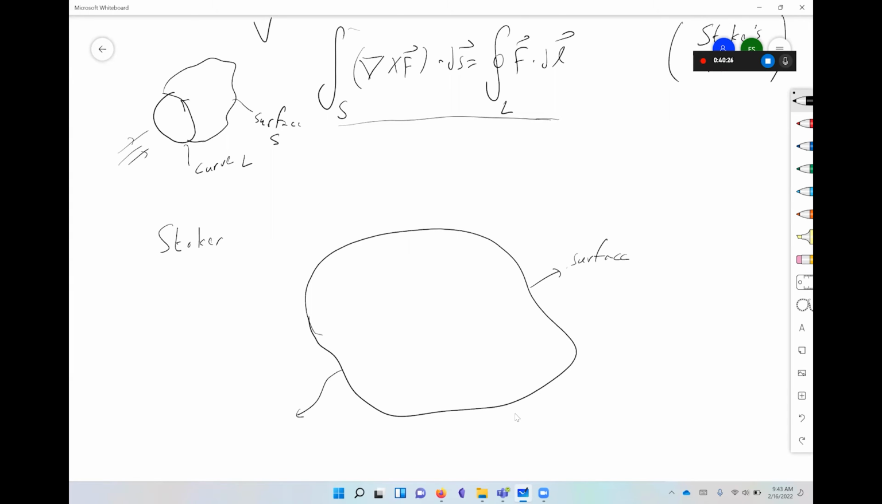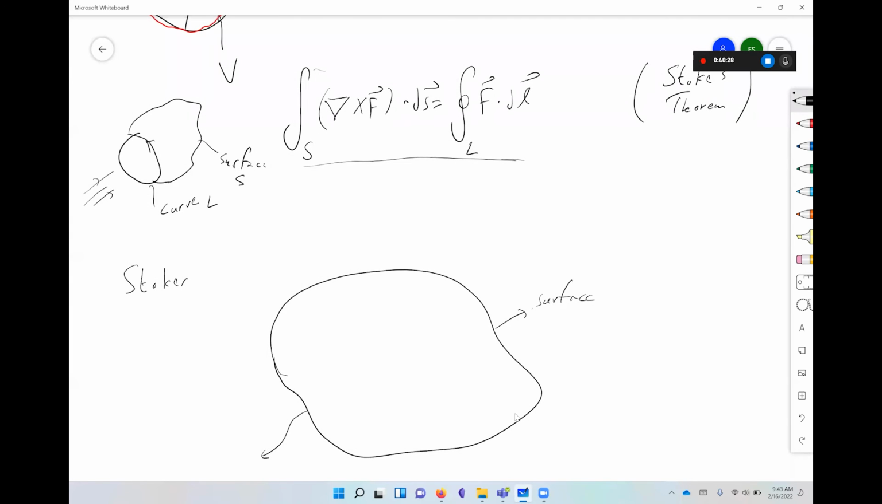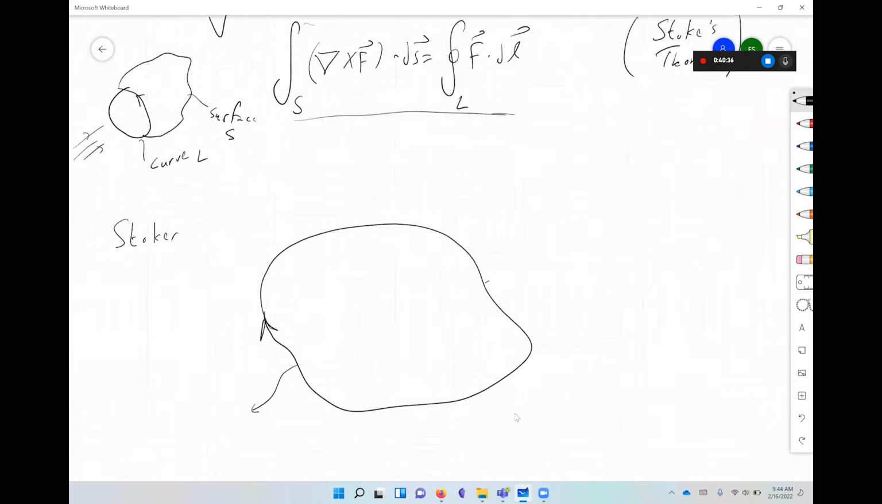Actually, let me start. Yeah, Stokes start. So this is not a surface. This is a curve. This is a big, closed curve. So I want to start from the opposite perspective. I want to start with the integral on the boundary. So I have F dot dl. So I have a field F.